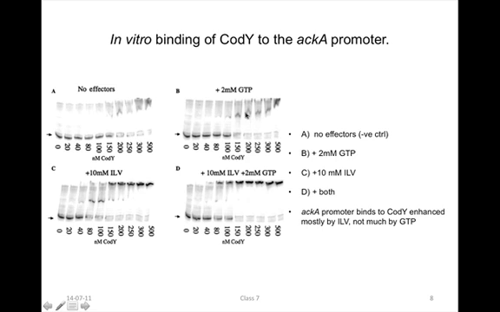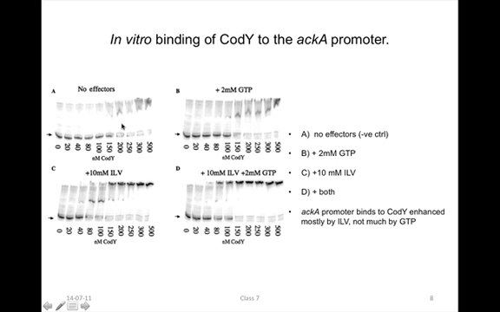And this is a radio-labeled gel. What are they trying to show here? That the ackA promoter binds to CodY, but only in the presence of branched amino acids, and not much with GTP. So are they saying that branched amino acids go and bind with any of these, and that's why they can bind together?